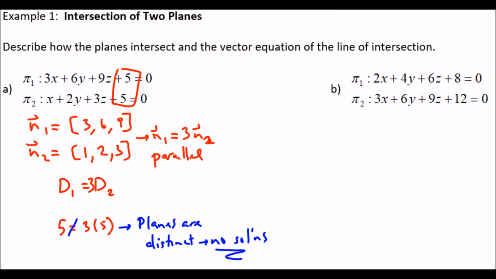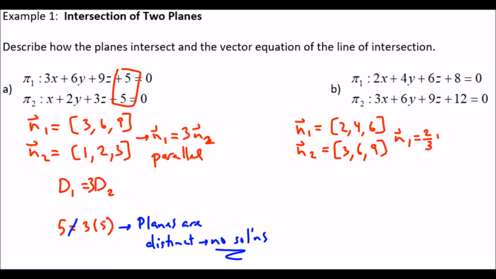Let's look at the second one. So again, we'll compare the normals. So here I can see normal 1 is equal to 2, 4, 6, and normal 2 is equal to 3, 6, 9, and I can see here that if I multiply normal 2 by 2 over 3, I get normal 1, so they are scalars of each other. So that means that they are parallel.